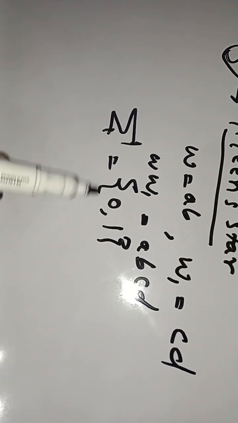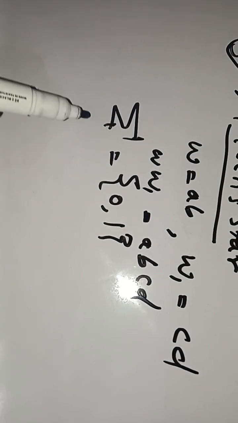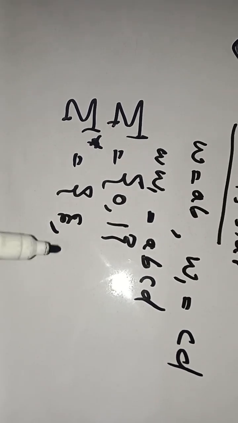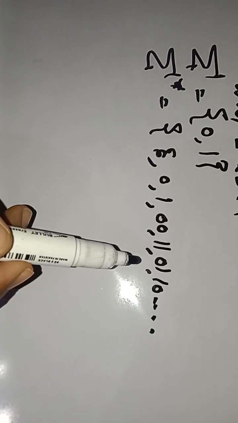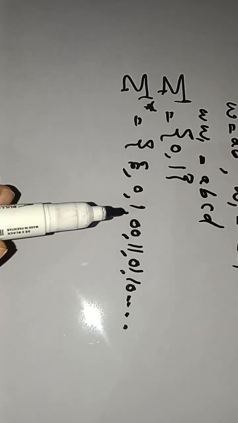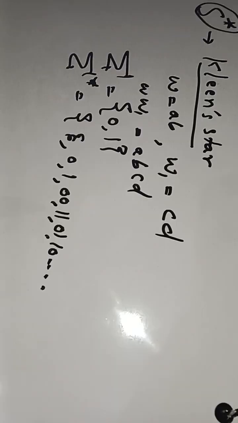If we want to construct the sigma star, it would be the set of all the strings, including the empty string, 0, 1, then 0 0, 1 1, 0 1 1 0, and so on. This is what the Kleene star theorem is all about.